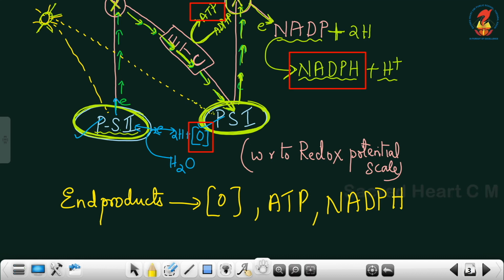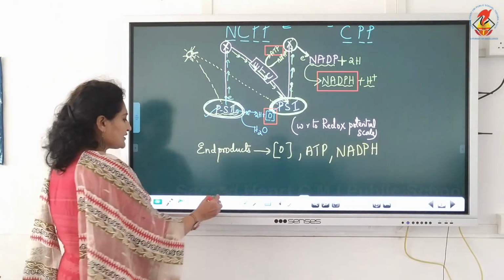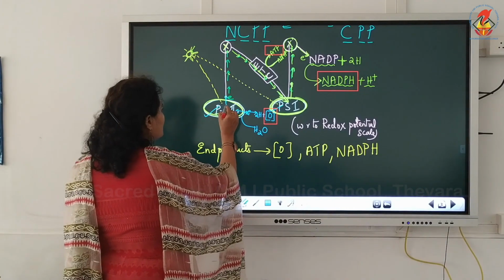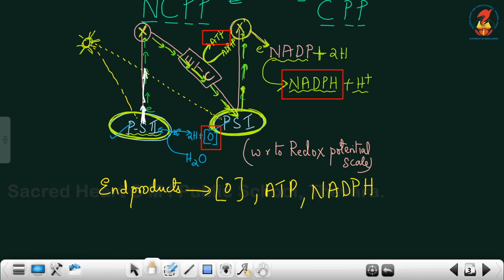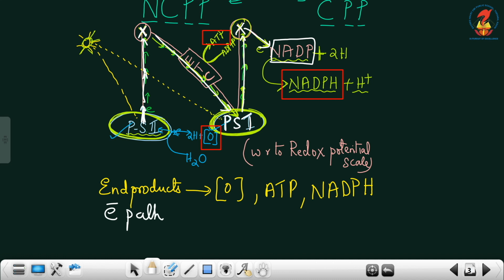Then another thing, did you notice? Look at the path of the electron. Which path is it following? It started off with photosystem 2. It traveled, reached an electron acceptor, traveled down through the electron transport chain to photosystem 1, then traveled uphill to another electron acceptor and reached NADP. So it travels a non-cyclic path. So the electron path is non-cyclic. Clear? So it's justified, it is a non-cyclic path.